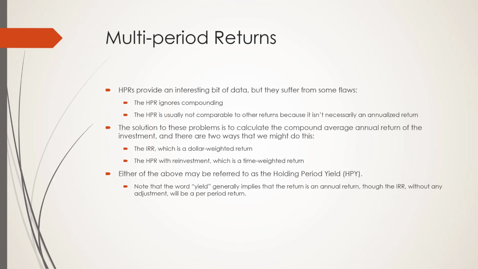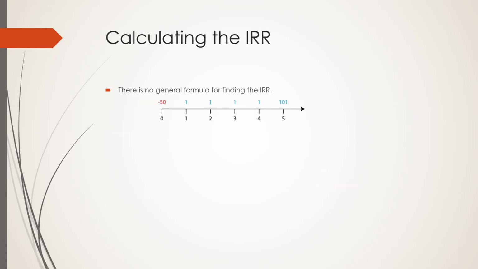So remember, and we'll look at this in a minute, the IRR assumes that you reinvest at the IRR. So if you do really well for a little while and you get an IRR of 40% per year, well, that IRR assumes that you're going to be able to reinvest at 40% per year. The HPR with reinvestment assumes that you reinvest in the portfolio and you get whatever return it earns. So there are some different assumptions there.